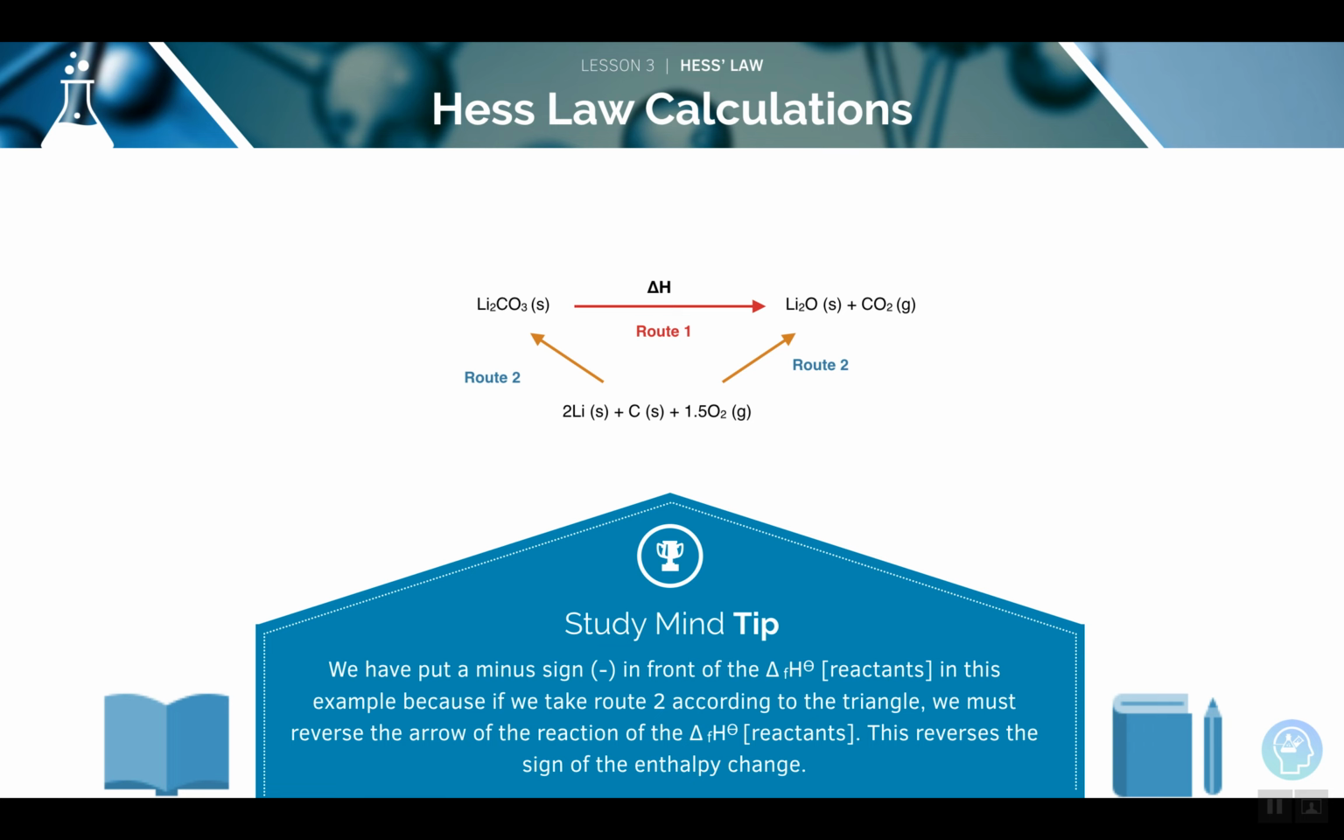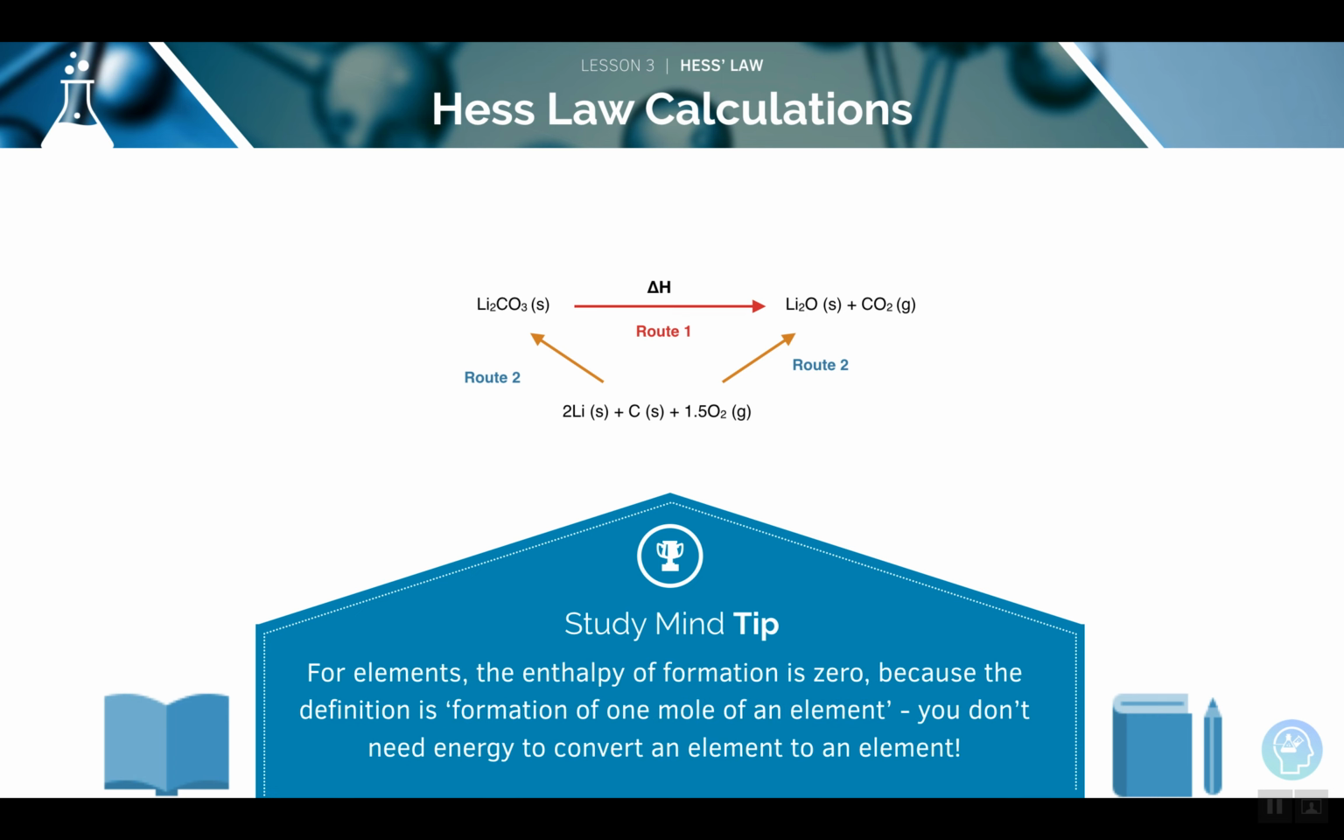We have to put a minus sign in front of the reactants in this example. If we go the opposite way on the arrows, then we have to reverse the sign of the enthalpy change. Remember, the enthalpy of formation for an element is 0, since no energy would be required to convert an element into an element.